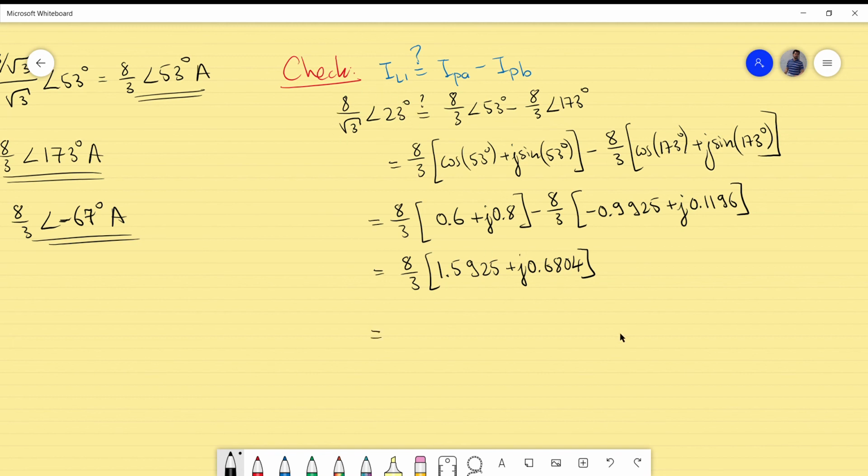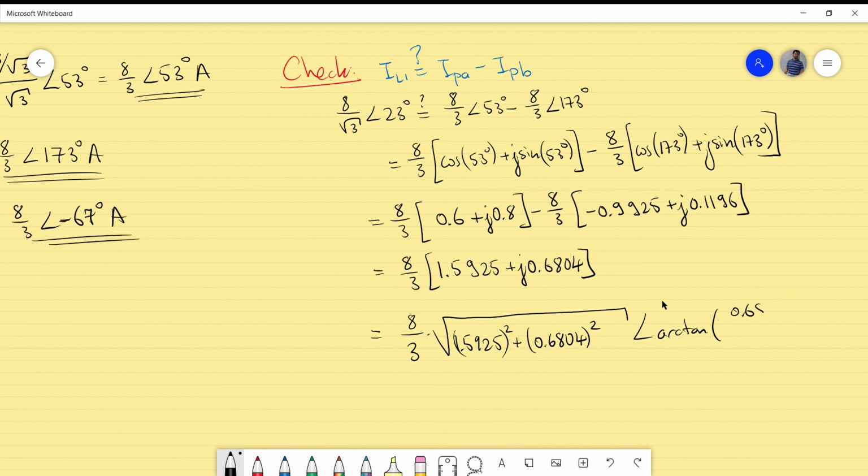So what I want to do is 8 divided by 3, just the amplitude, and I will take the square root of the square of this plus the square of that. So that's actually the known formula for the length of the vector. So I will have the following: square of that plus 0.6804 squared, and I will do the arc tangent of 0.6804 divided by 1.5925.